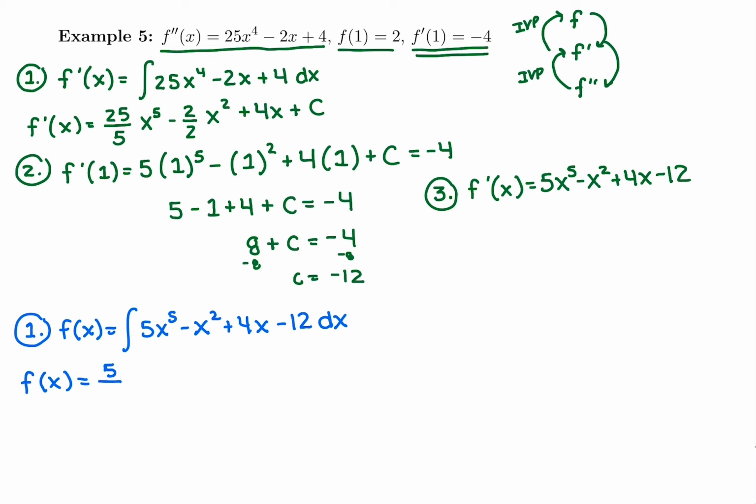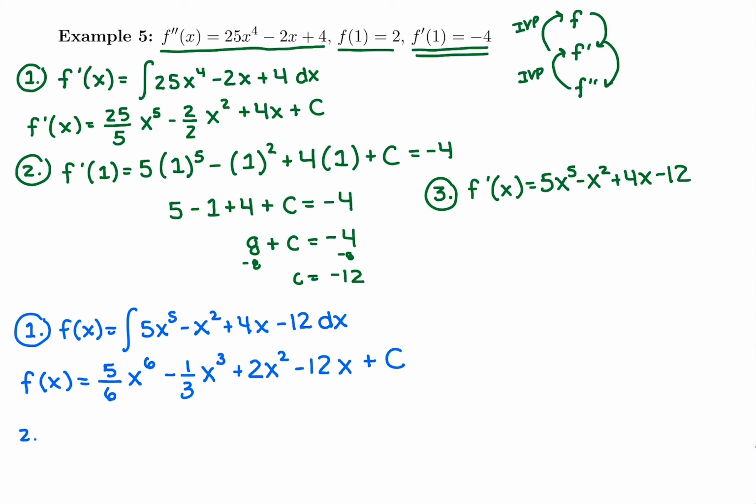I'm going to take the antiderivative. So my power is 5 plus 1 is 6. X to the 6, minus, 2 plus 1 is 3, x to the 3, plus 4 over 2 x to the 2. I'm just going to simplify that. 4 divided by 2 is just 2x squared, which makes sense because the derivative of 2x squared is 4x. So the antiderivative of 4x is 2x squared, minus antiderivative of 12 is 12x, plus c.